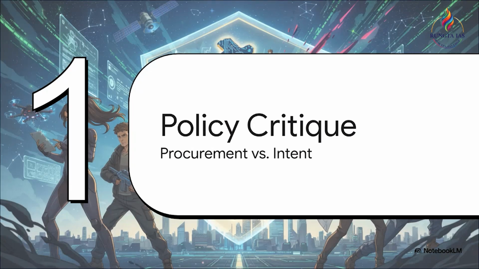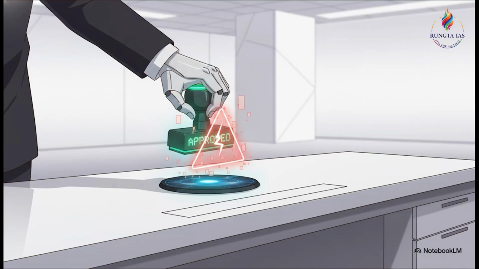Let's move to Section 2, Policy Critique: Procurement versus Atmanirbhar Bharat. Now, as a future IAS officer, you've got to be able to critically analyze policy. We clearly have a strong national intent for self-reliance. Make in India, right? But on the ground, there's a very serious disconnect in implementation.